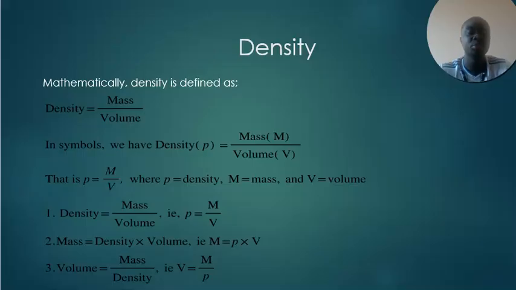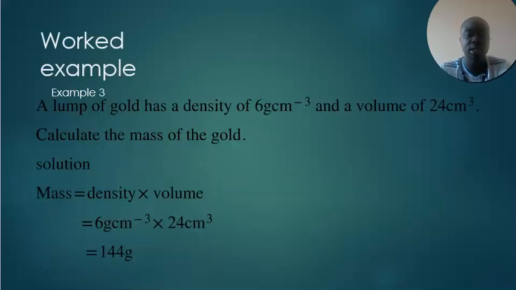density times the volume. So if it is density times the volume, then we are going to use that formula. What is the density in the question? The density is 6 grams per centimeter cube, and the volume is 24 centimeter cube. So you substitute: density 6 grams times the volume 24 centimeter cube.